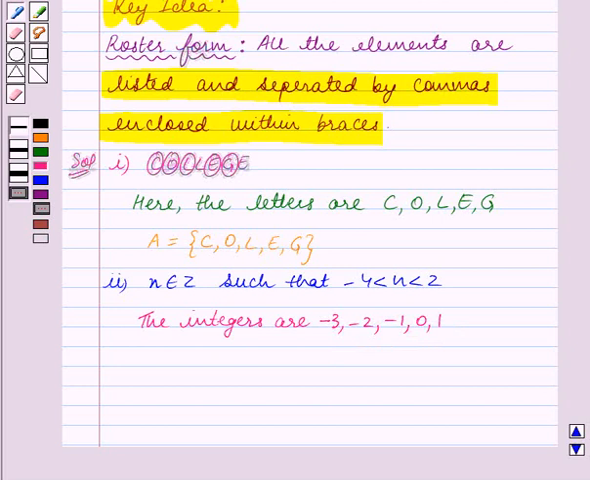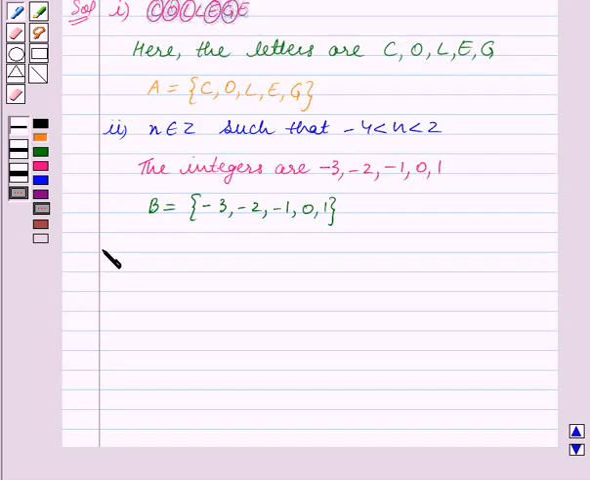We will now write the set in roster form. In roster form, the set can be written as set B is equal to the set containing minus 3, minus 2, minus 1, 0, 1. This is our answer for part 2. Let's see part 3 now.